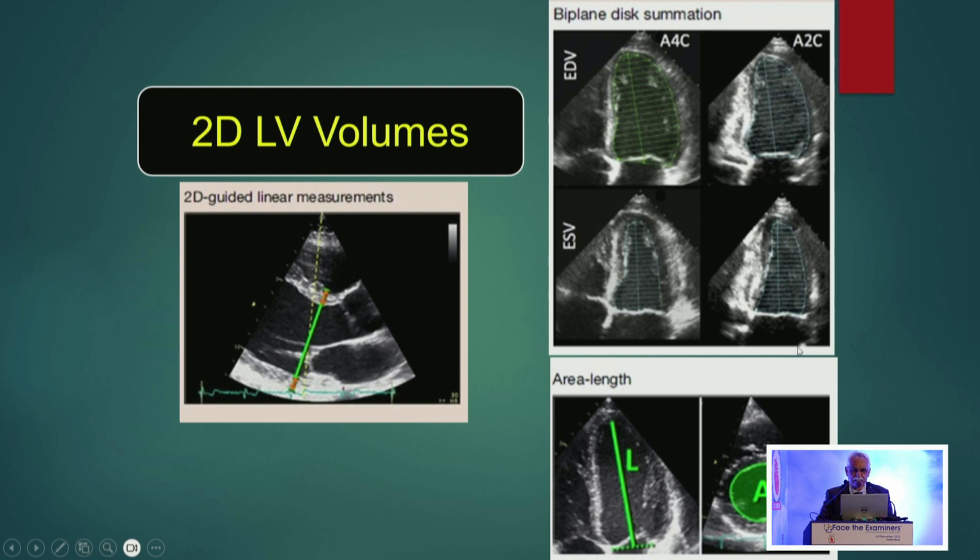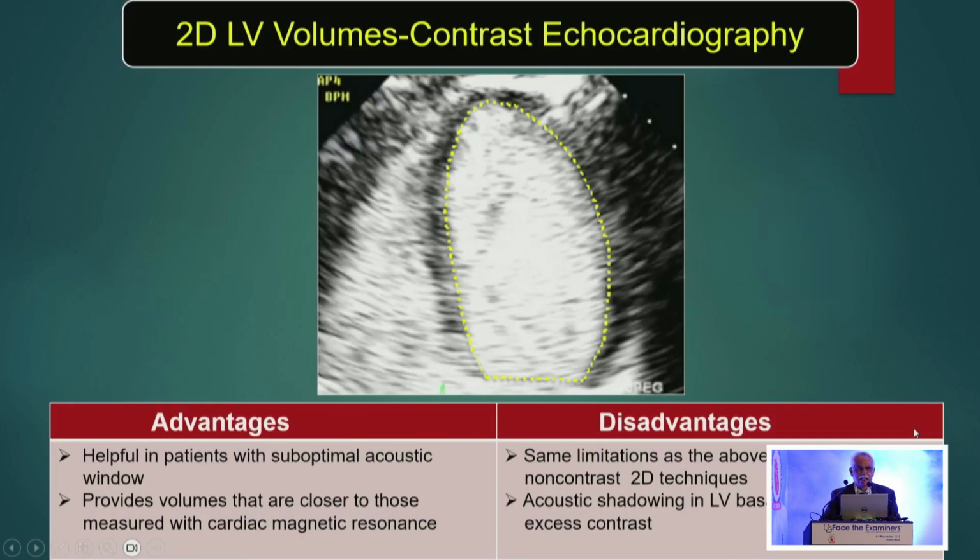Use the biplane Simpson method or the area length method for measuring the left ventricular volumes in diastole and systole, and from that you calculate the ejection fraction. Of course, if you are not able to clearly make out the endocardium in more than 2 segments, you should use left ventricular contrast echo. So this is a left ventricular contrast echo. When injected into the peripheral vein, it passes through the right atrium, right ventricle, and crosses the pulmonary circulation, fills the left ventricle, and you can clearly make out the left ventricular endocardium.